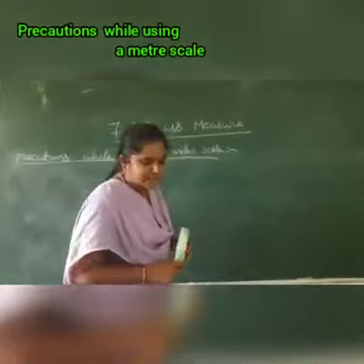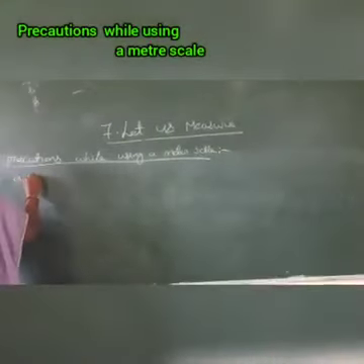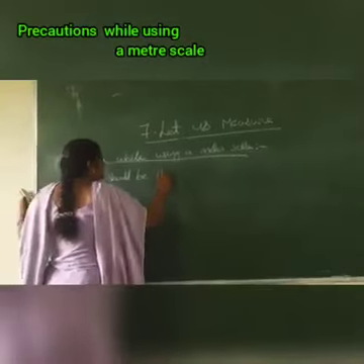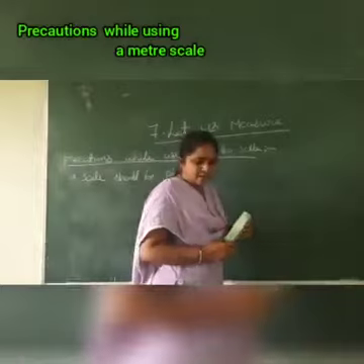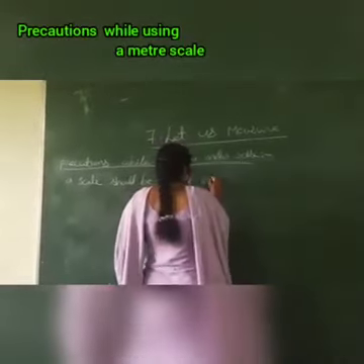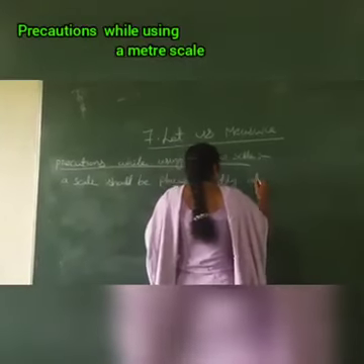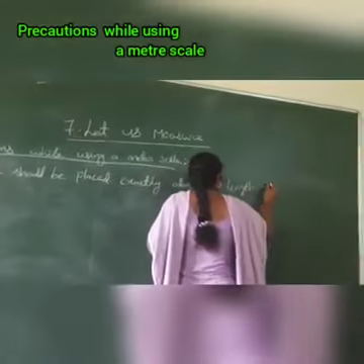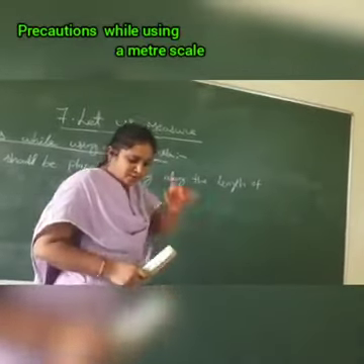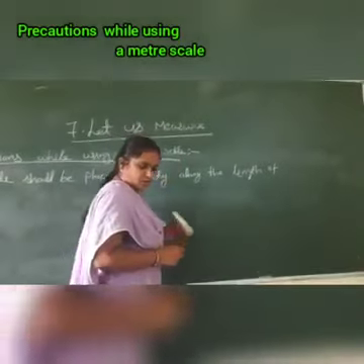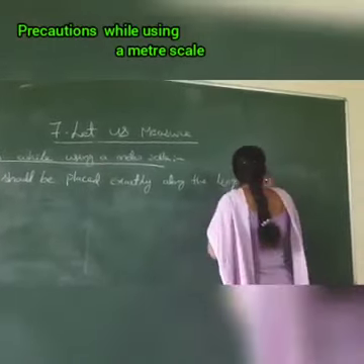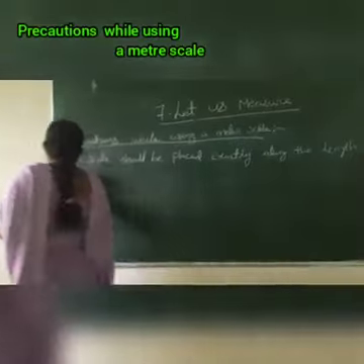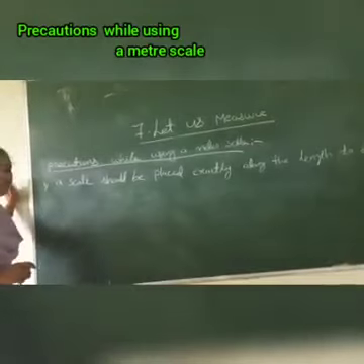The first one is, a scale should be placed exactly along the length of the object, or along the length to be measured.